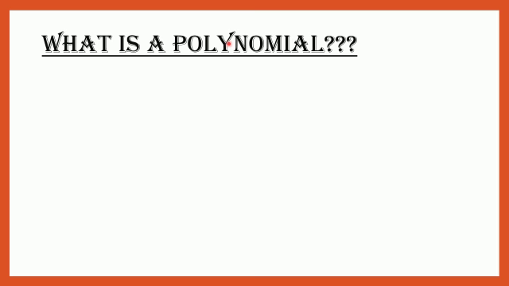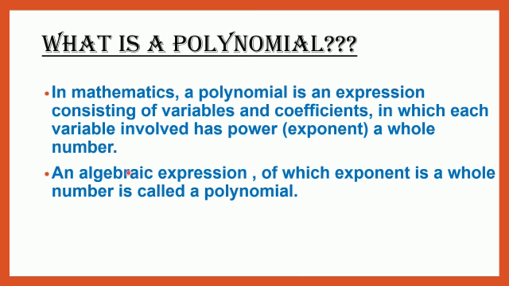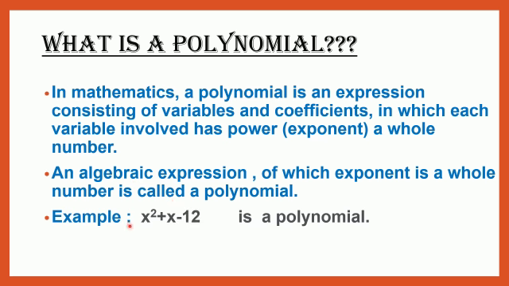So what is a polynomial? In mathematics, a polynomial is an expression consisting of variables and coefficients, in which each variable involved has power or exponent as a whole number. Another definition is an algebraic expression of which exponent is a whole number is called a polynomial. Now consider an example here. x squared plus x minus 12. Here the exponent of x squared is 2, that is a power. It is a whole number. So we can consider that this expression is a polynomial.